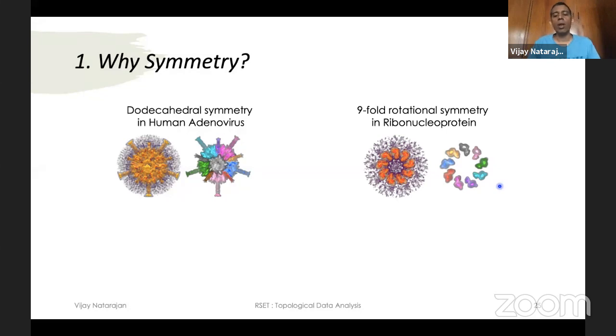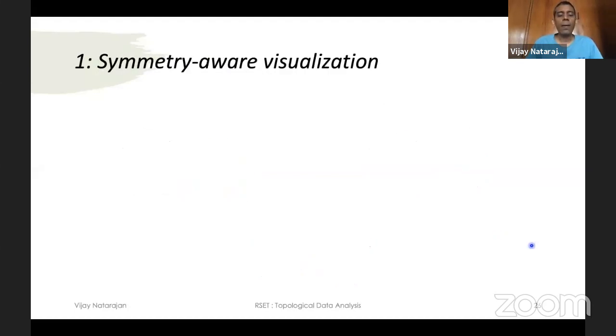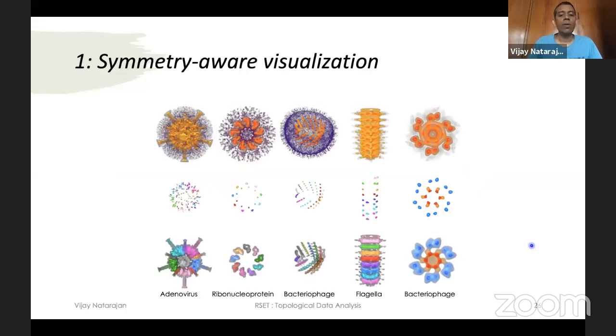molecules, in biomolecules, in proteins. And these symmetries are actually used to find out the structure of these molecules in the first place. There is symmetry even in engineering applications, in flows, and so on, right? Different kinds of symmetry, rotational, translational, reflection, and so on. What we can do when we extract the symmetry is to improve the visualization.